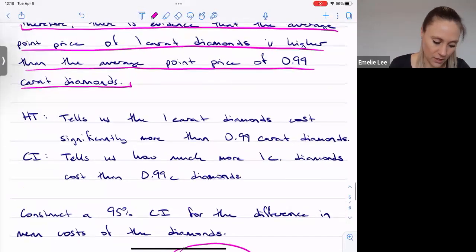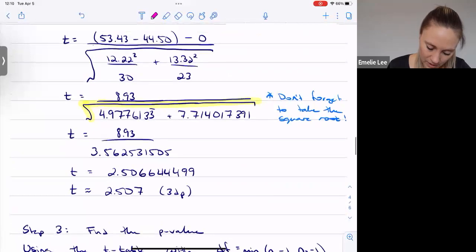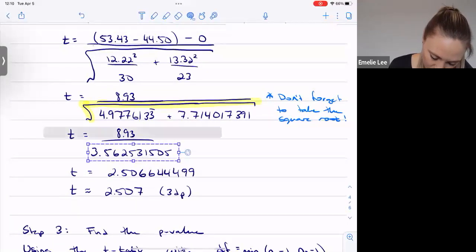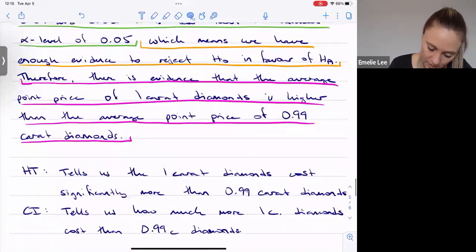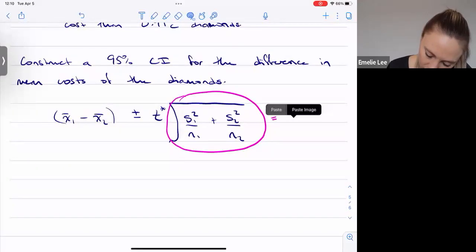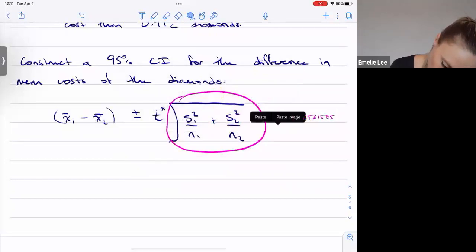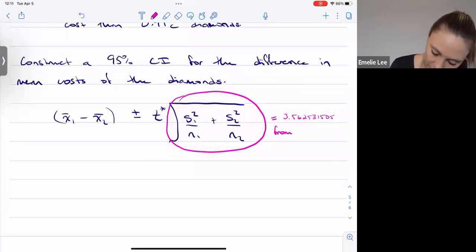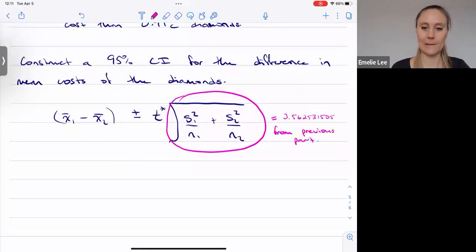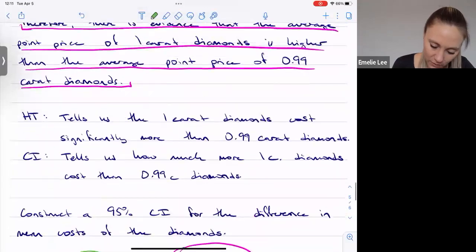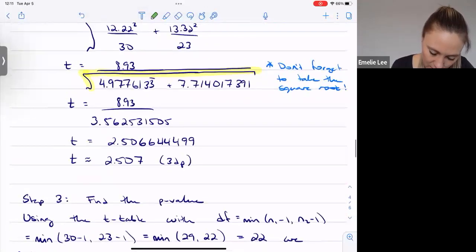This is equal to, I think it was like 3, this is equal to this. I'll make it pink there. From previous part. Okay, so you're allowed to save yourself that headache. And also we know that this is 8.93. I think it was, yeah, 8.93.